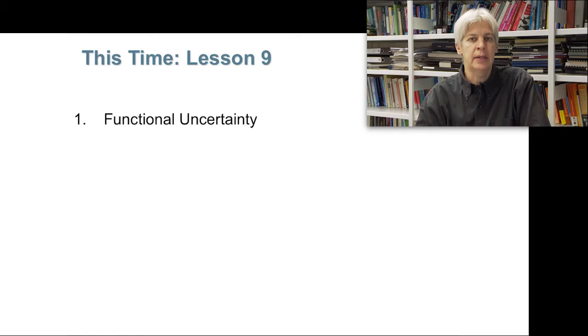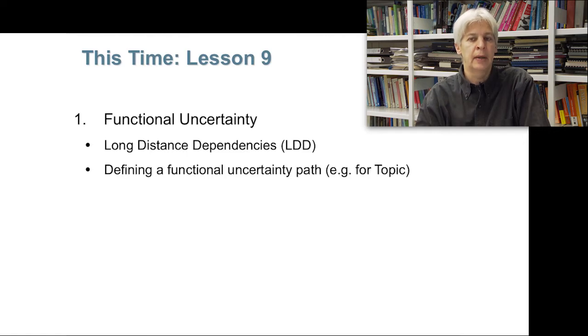This time, session 9, we will look at something called functional uncertainty. And functional uncertainty in LFG is used to model long-distance dependencies, as they are known, and I'll show you an example of that. What you do in long-distance dependencies is you define a functional uncertainty path, and we'll look at, for example, if you topicalize something, we'll look at that for English. And then you can resolve the long-distance dependency.